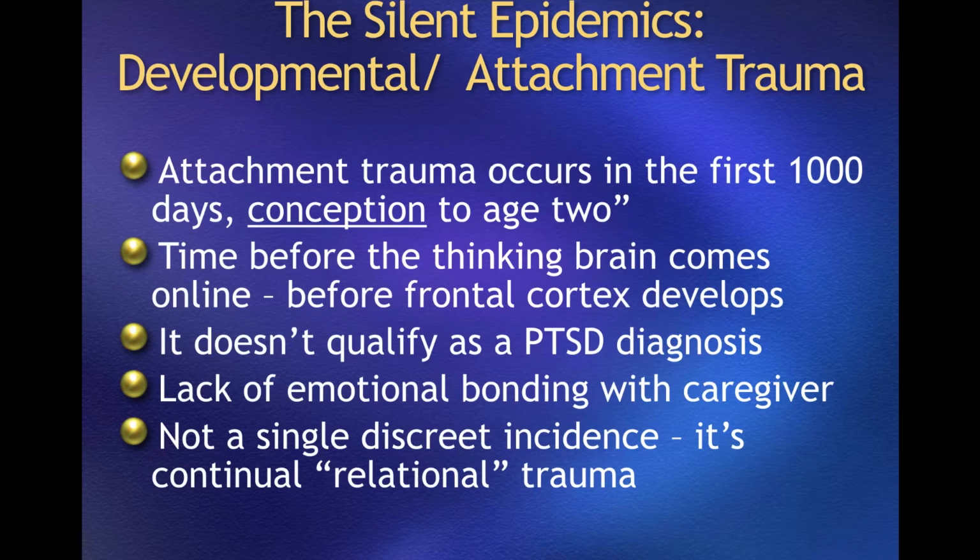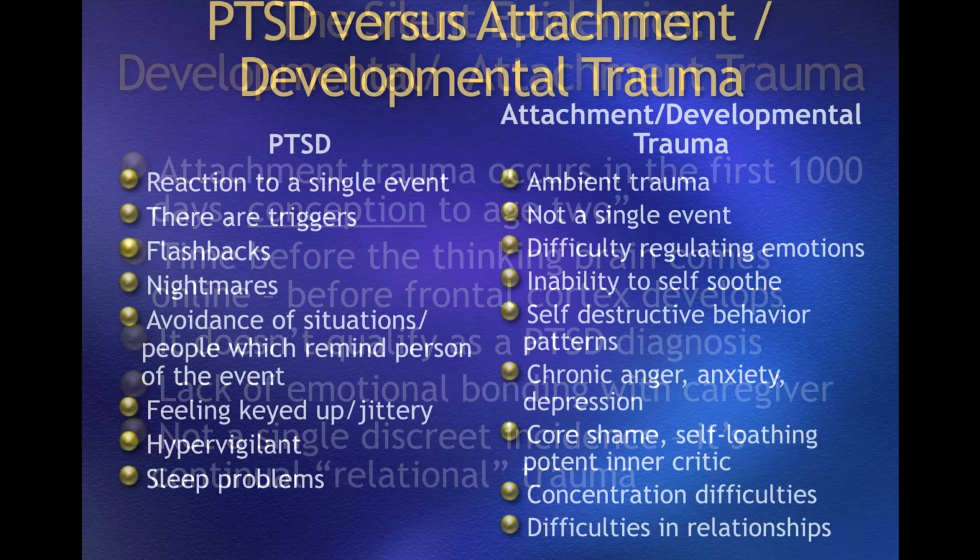Attachment trauma occurs in the first 1,000 days from conception to age 2. It's the time before the thinking brain comes online, before the frontal cortex develops. It doesn't quite qualify as a PTSD diagnosis because it's often not a discrete event, though it could be. It's to do with the primary caregivers, and there's not a discrete single incident. It's more relational trauma or ambient trauma, and that can carry on past stage 4 as well.